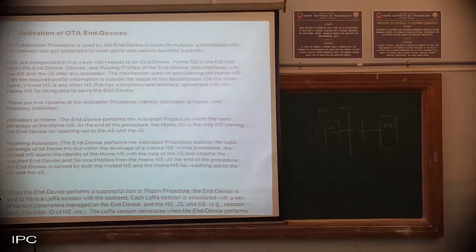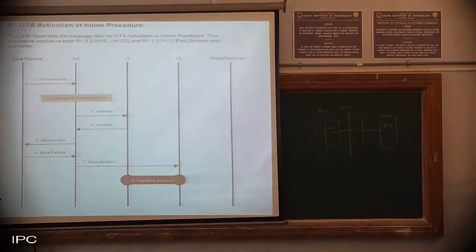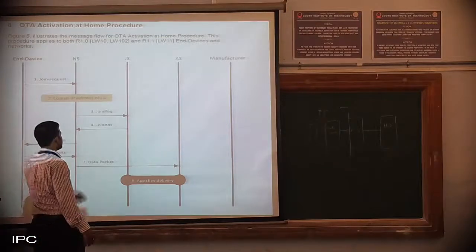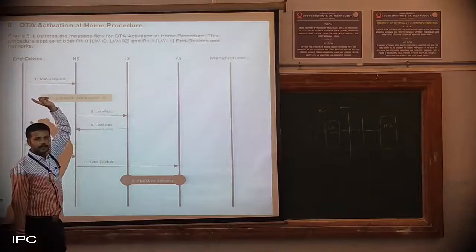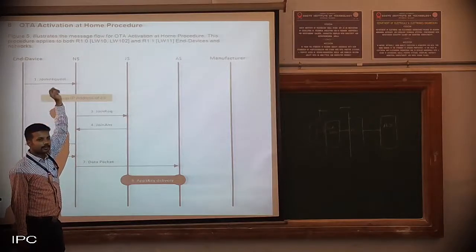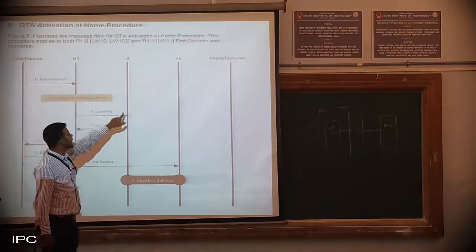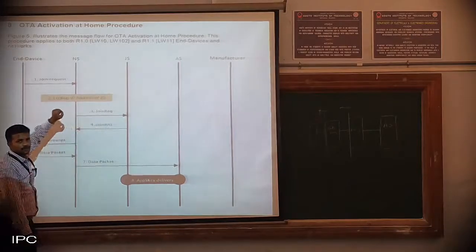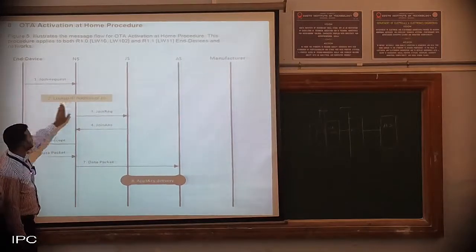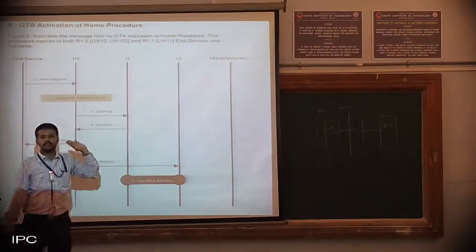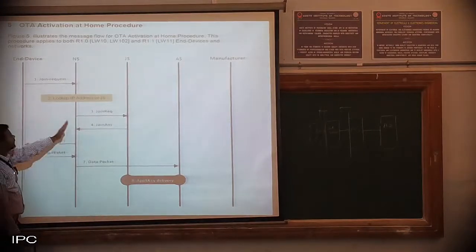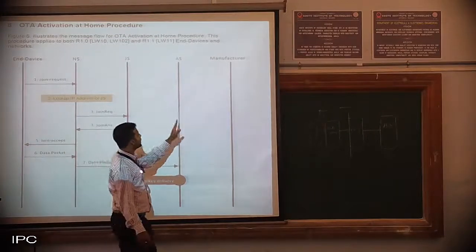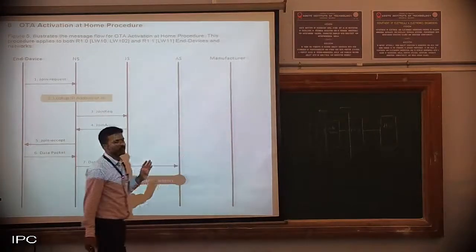And then activation of the end device over the air, which we call OTAA mode. In OTAA mode, one more server comes into the picture. Already we were discussing the network server and the application server; now a join server comes into the picture. So in the ABP mode: end device, network server, application server, manufacturer. In the OTAA mode: end device, network server, the join server, application server, and the manufacturer.